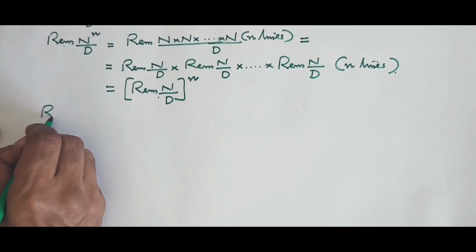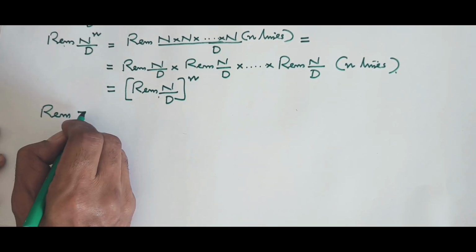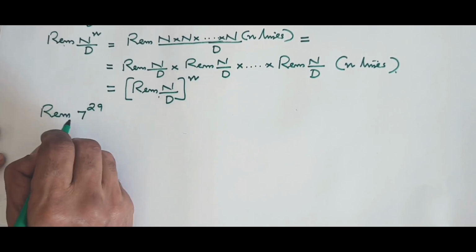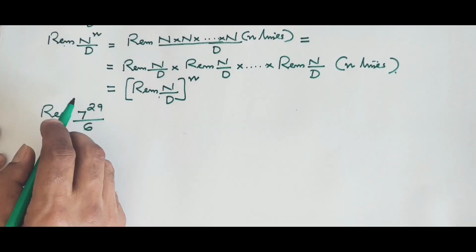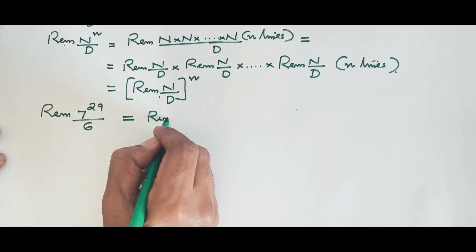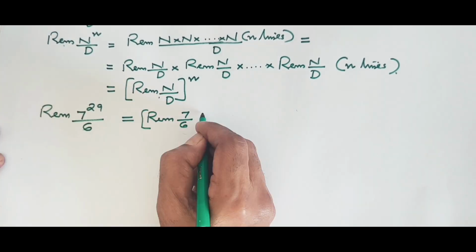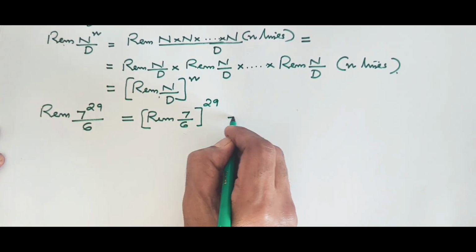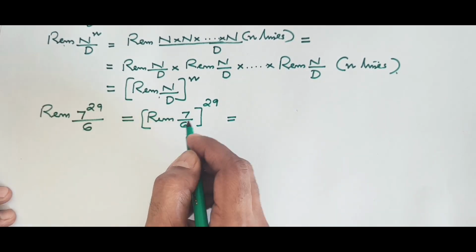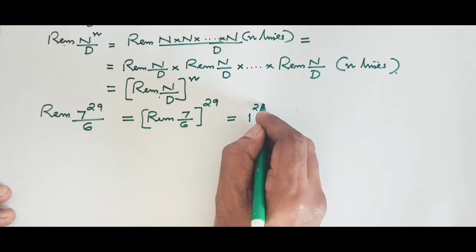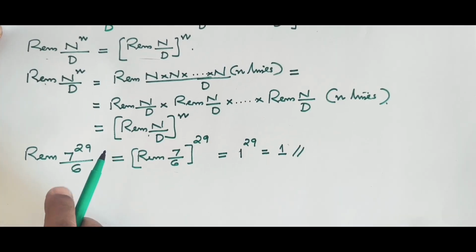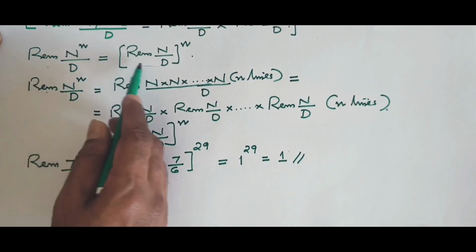Look at this problem. Remainder of 7 to the power of, say, any number you can write, let me write 29, when divided by 6. See, using this result, this will equal what? Remainder of 7 when divided by 6, the whole to the power of 29. And what is this inside? Remainder of 7 when divided by 6, that is just 1 to the power of 29, which equals 1. Can you see? This is a simple application of this result we have seen here.